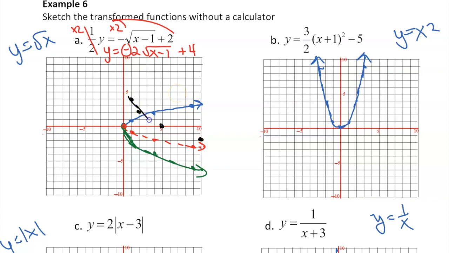Okay. And there's our square root function right there. For our quadratic function right here, we have a vertical expansion by a factor of 3 over 2, and we're moving 1 to the left and then 5 down. So vertical expansion by a factor of 3 over 2.